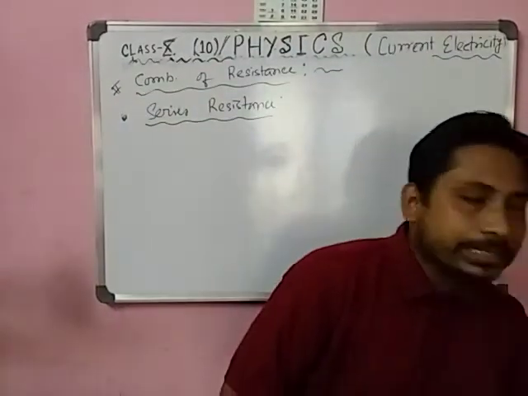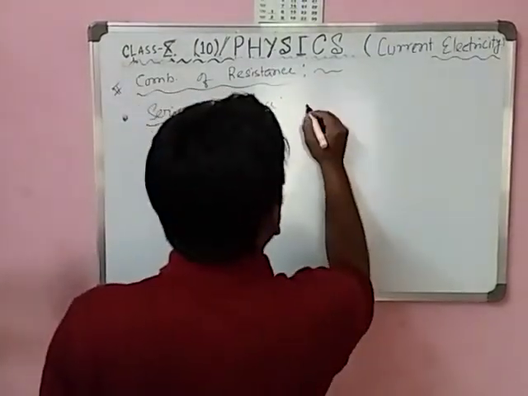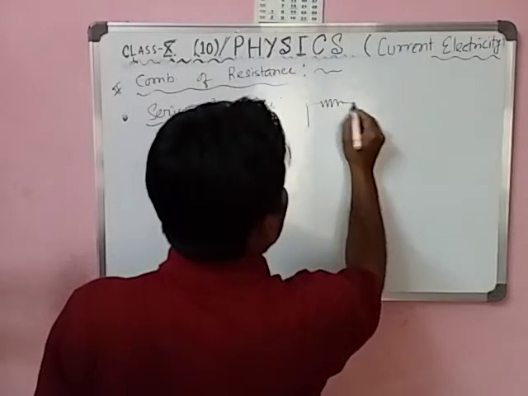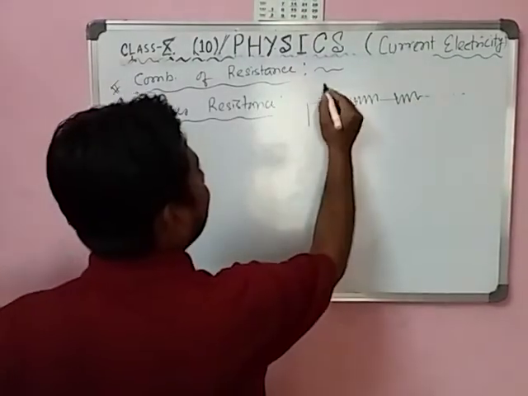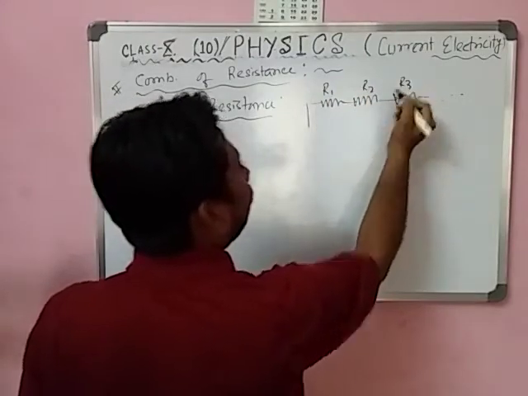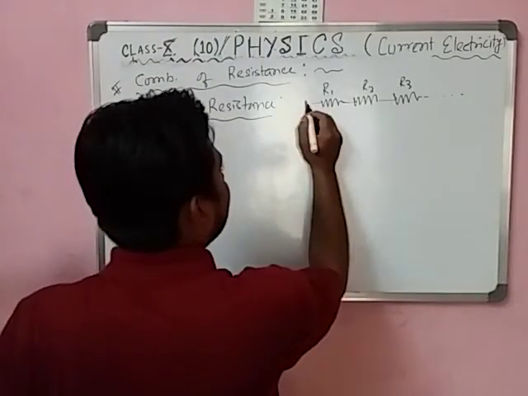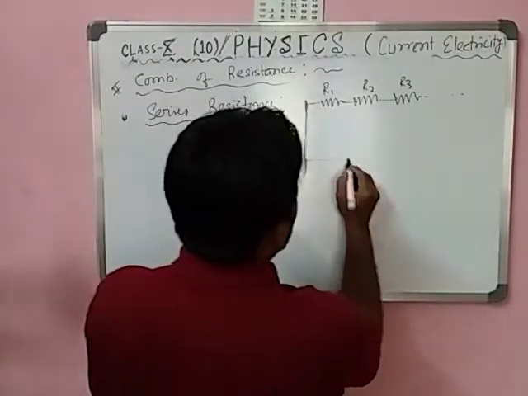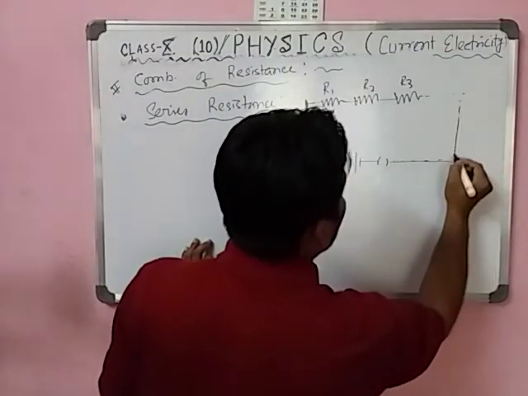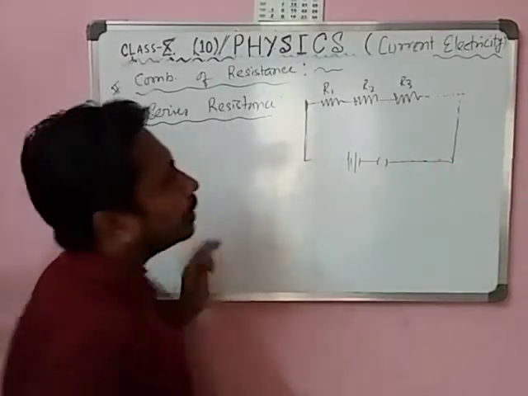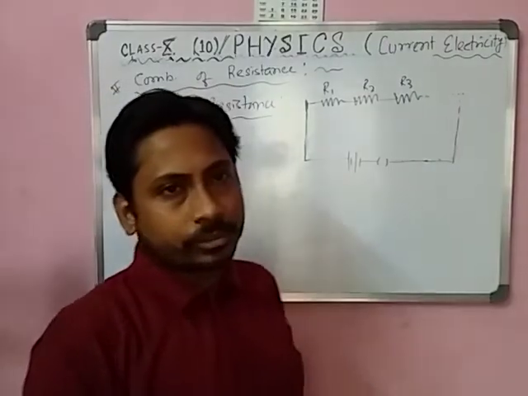Suppose, students, series resistance means what? Resistances are connected one after another. So this is one resistance R, then another resistance R, another resistance R, because you can attach so many resistors. These resistors are connected in series, and with a battery. Students, we always need a battery. The dashes mean you can draw or attach any number of resistors.